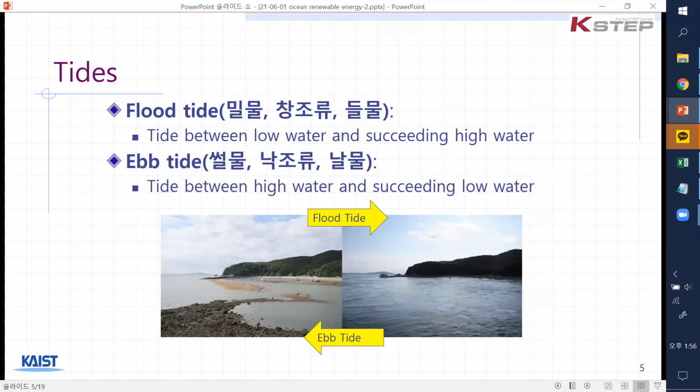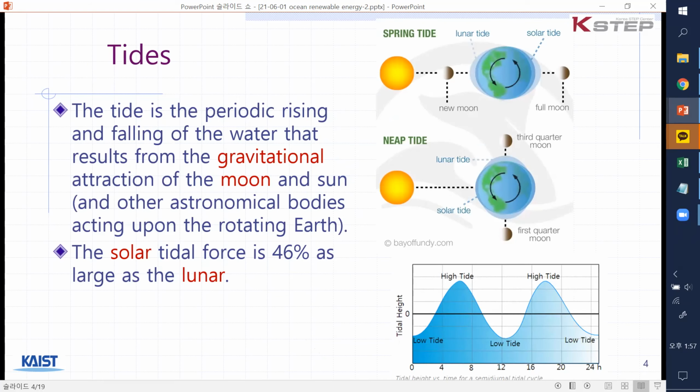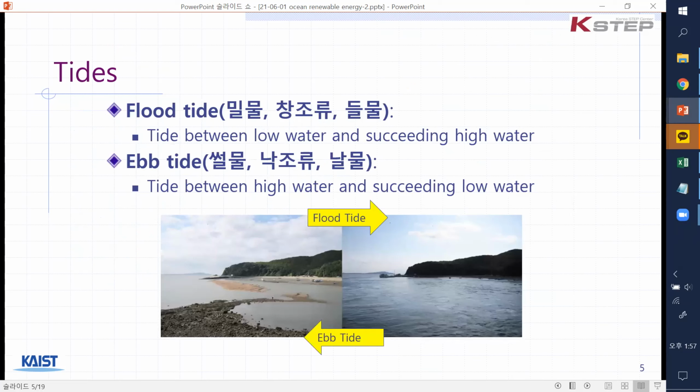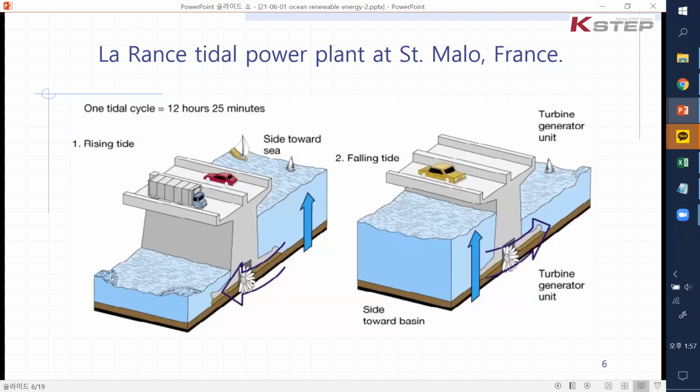And this is flow tide and ebb tide, versus spring tide and neap tide. Spring and neap is not every day, right? It is once a month, because the moon is rotating once a month. But this one is for every day, flow tide and ebb tide. So water is flowing down and up.